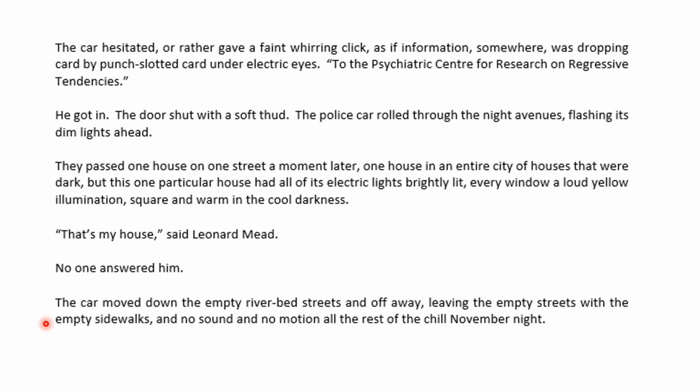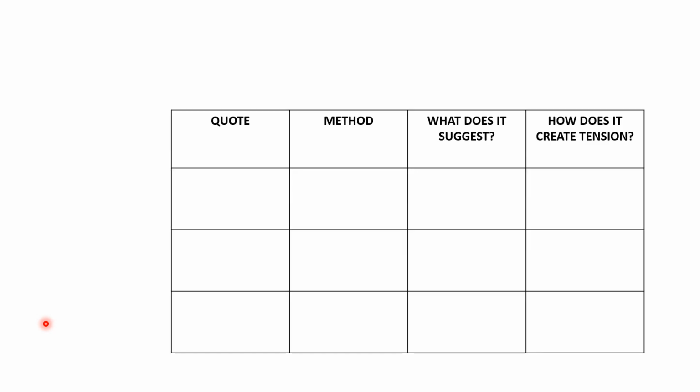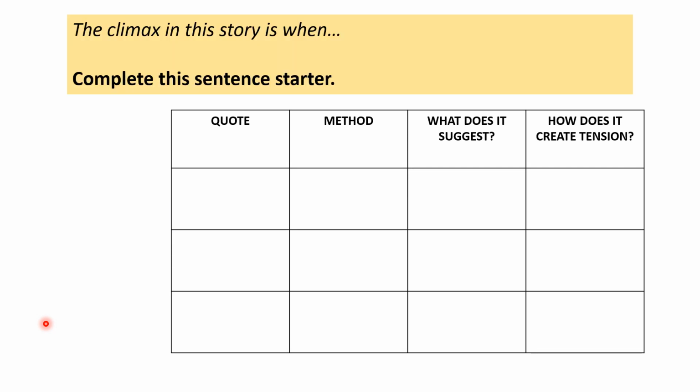Okay, so we just read the climax and then the falling action. So we're going to go into detail about each of those sections now. For the climax, I would like you to complete this sentence starter and copy this table. So for the sentence starter, you need to write the climax in the story is when, and explain to me in what moment of what we've just read did you feel the most tense? What was the highest point of tension where the story went from being calm and Leonard walking around to something quite intense? When was that moment?